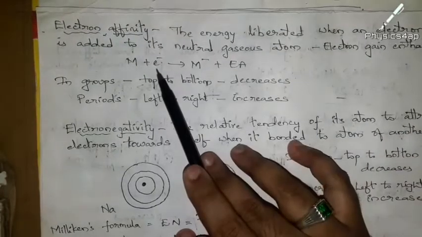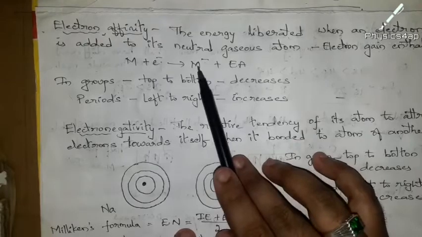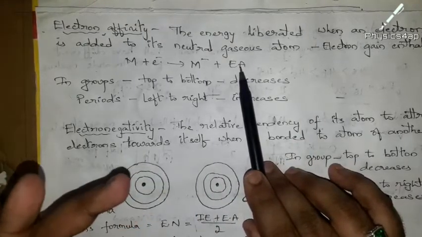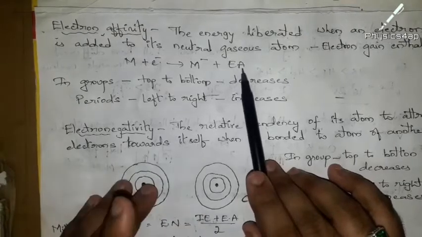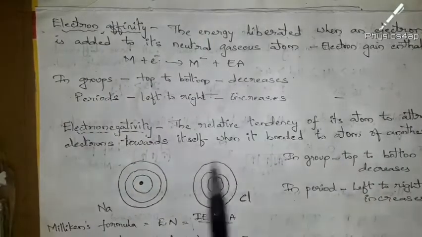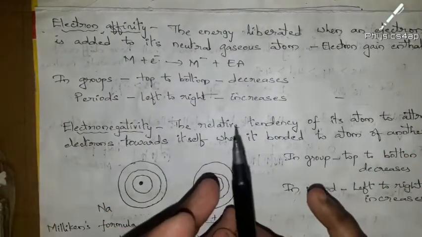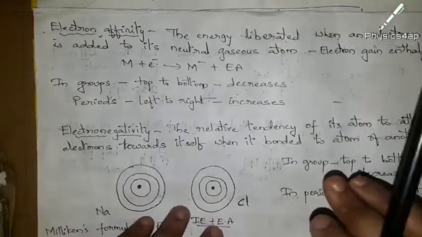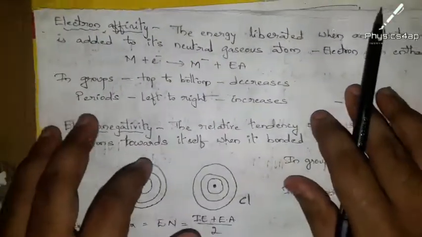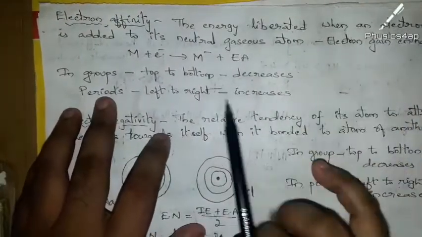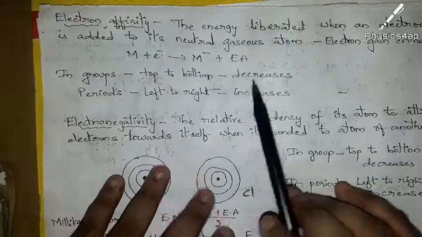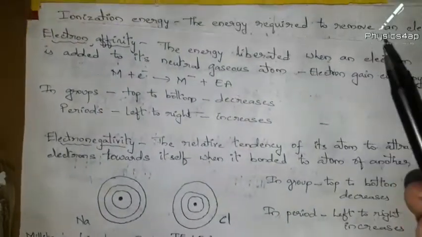The electron affinity factors are the same as for the ionization energy. There are no separate factors. The same factors we have for ionization energy, we have for the electron affinity also. And in groups, from top to bottom it decreases, and in periods from left to right it increases, which is the same as for the ionization energy.